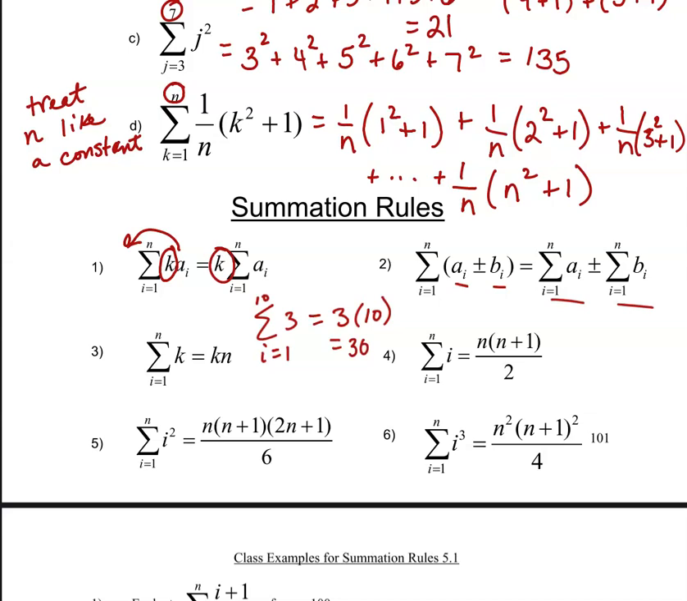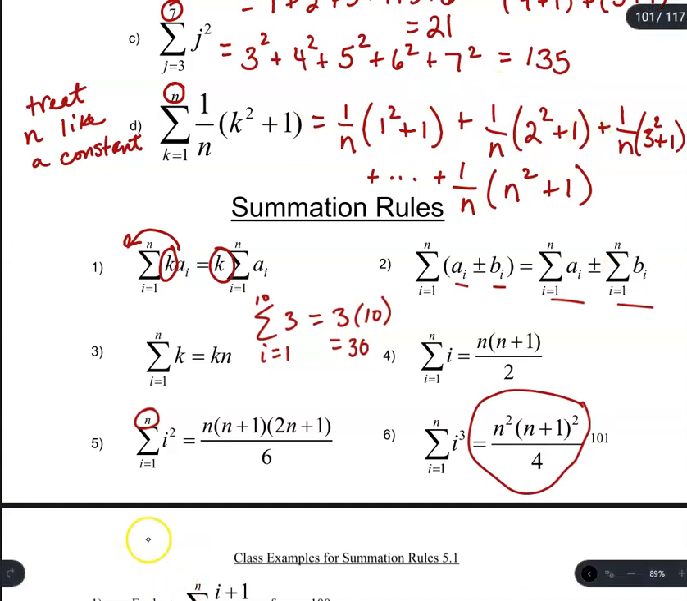The next one says if you have i, so the sum of just i from 1 to n, you can calculate that as n times n plus 1 over 2. If you have the sum of the first n squares, i squared, that can be found using this formula here where you replace n with the number here. And finally, the sum of the first n cubes can be found using this formula right here. And we'll look at how to apply these formulas a little bit in class tomorrow.